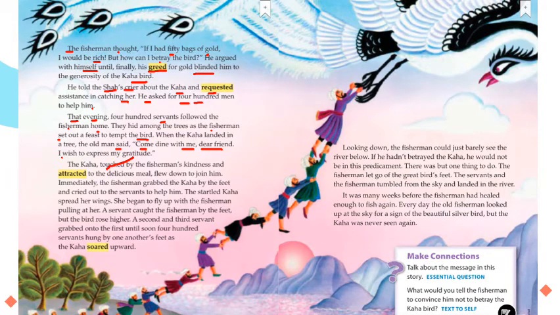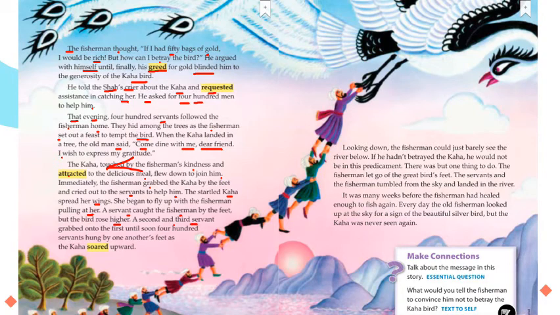The Kaha, touched by the fisherman's kindness, and attracted to the delicious meal, flew down to join him. Immediately the fisherman grabbed the Kaha by the feet and cried out to the servants to help him. The startled Kaha spread her wings. She began to fly up with the fisherman pulling at her. A servant caught the fisherman by the feet, but the bird rose higher.